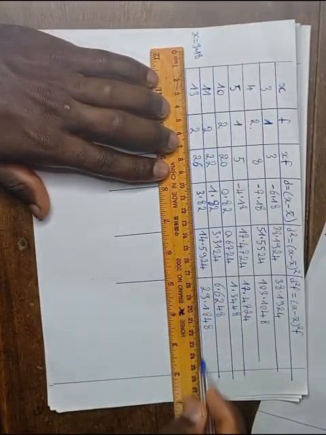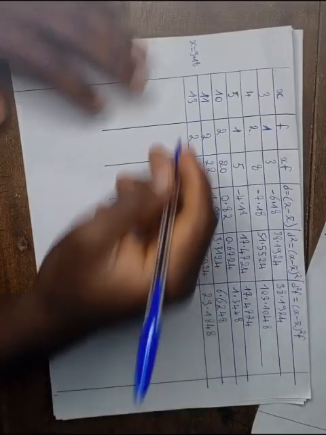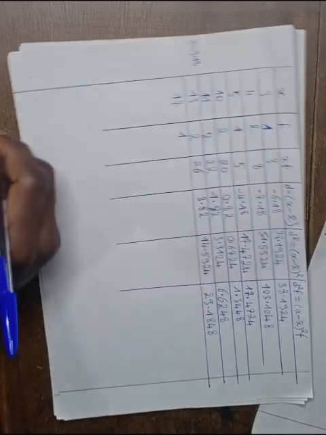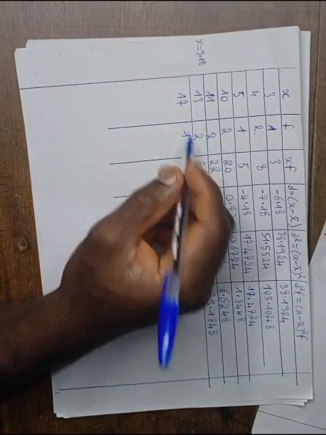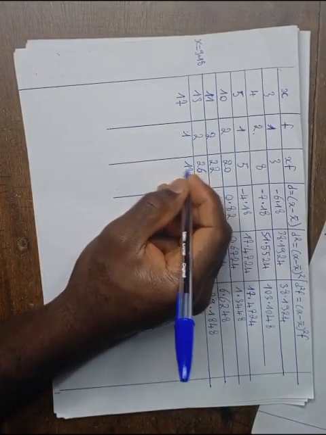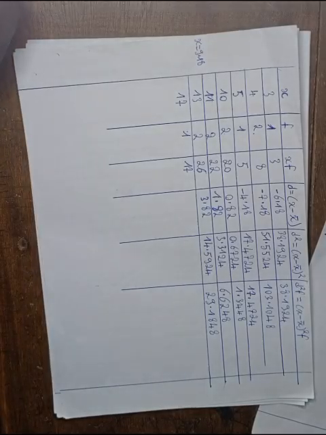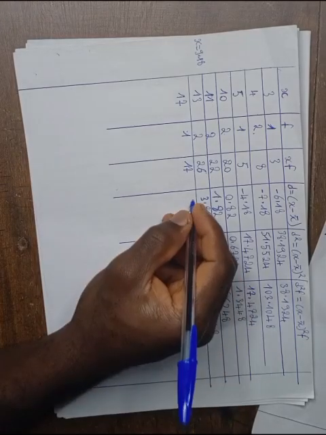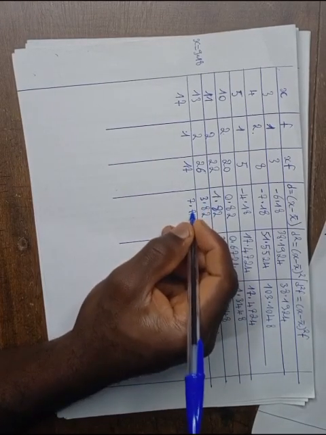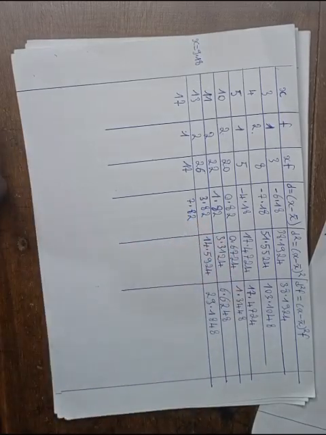Draw this line. 17 occurs once. xf will give us 17 times 1, which is 17. Next, we need the deviation. 17 minus 9.18 is simply equal to 7.82. Next, we need the deviation squared.